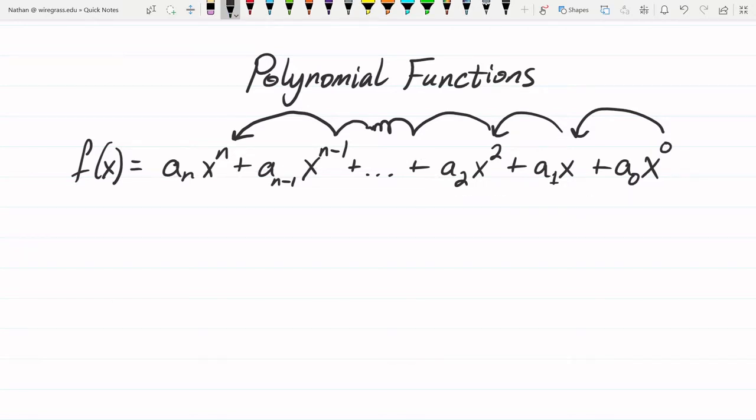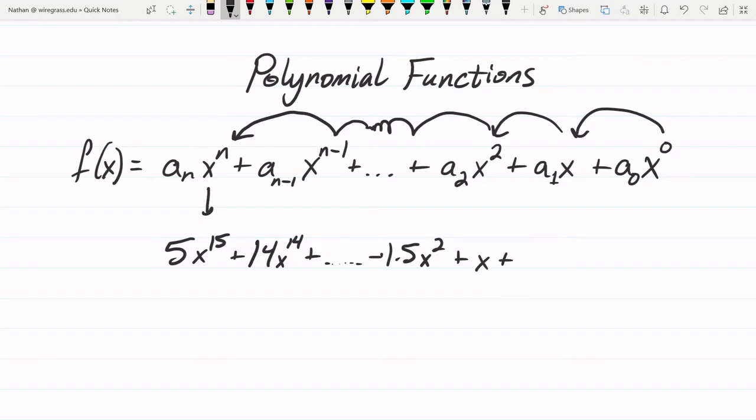If it's something higher than that, then it could be like x to the 15. This would be like, for instance, 5x to the 15, and then plus 14x to the 14, plus, and then all the way on down, all the terms. So x to the 13, x to the 12, x to the 11, 10, 9, all the way down to, you know, I don't know, negative 1.5x squared plus x plus 1. It could be that. It can be any power of x. So it could go up to 1,000,000. It could go up to 1,000,000,000.